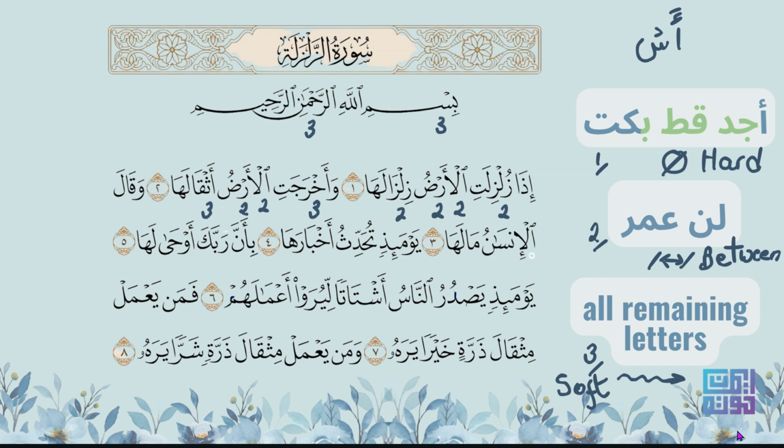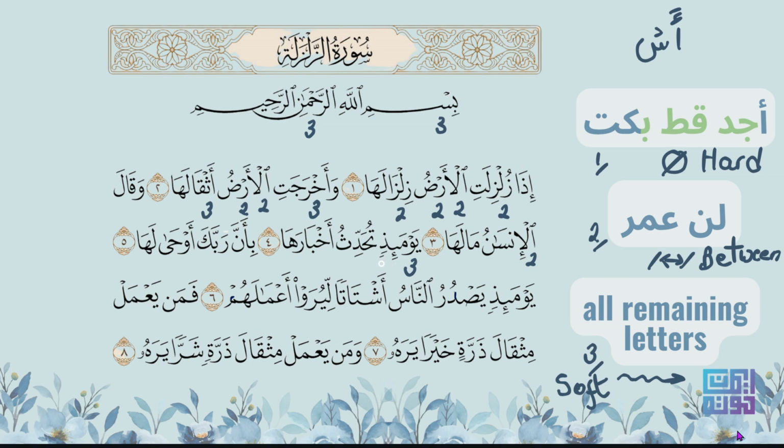Let's move forward. Waqalal. Again we have a lam. It's an in-between letter. وقال الإنسان ما لها. This noon sukoon, we are not going to mention it here because it does not have a sukoon on top of it, so it is not idhar. But we have a waw here, yaw, and still the waw belongs to the 3rd category, which is rakhawa, softness. So the sound of this letter runs. Yaw, yawma idhin.